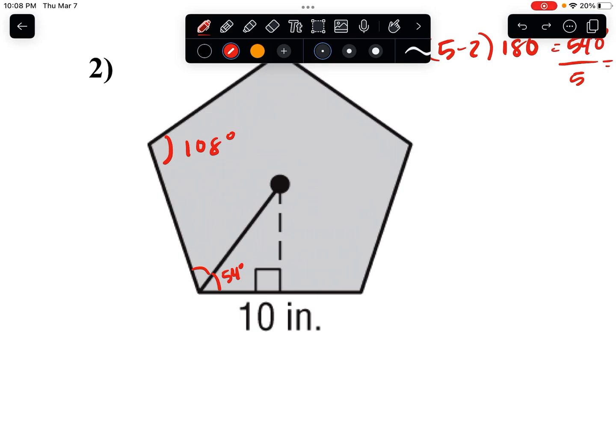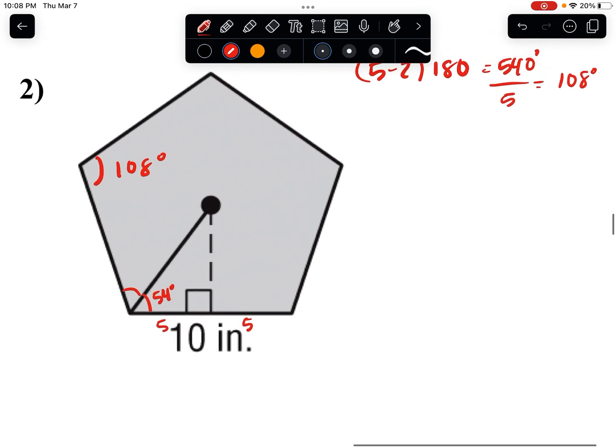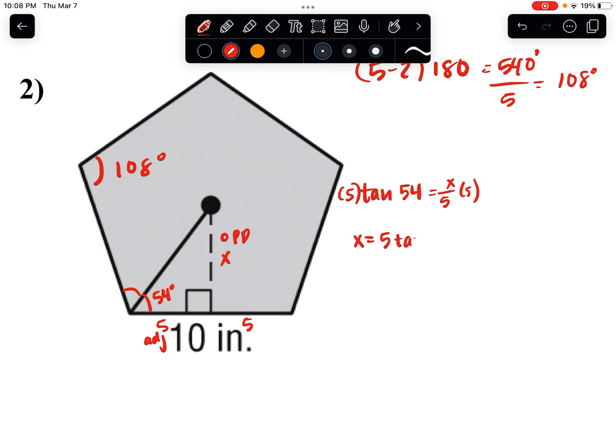We know that the 10 is the side, which means it gets split to 5 and 5, and we can start solving for the apothem. The apothem would be the opposite side, or x here. If you want to put a, that's a little confusing because we don't want to confuse it with adjacent. But we definitely need the opposite side and the adjacent side of this 54. So that means we need to use the tangent function. Tangent of 54 is equal to x over 5. Okay, so multiplying both sides by 5, we end up getting x is equal to 5 times the tangent of 54.